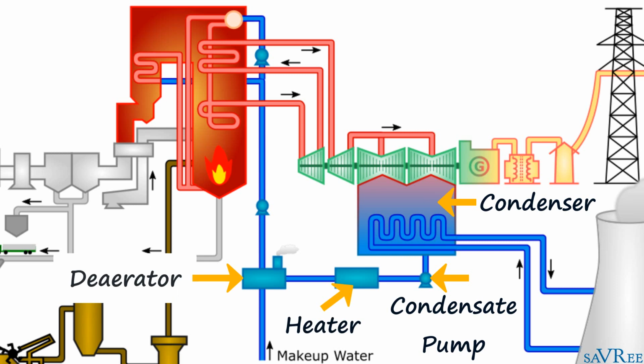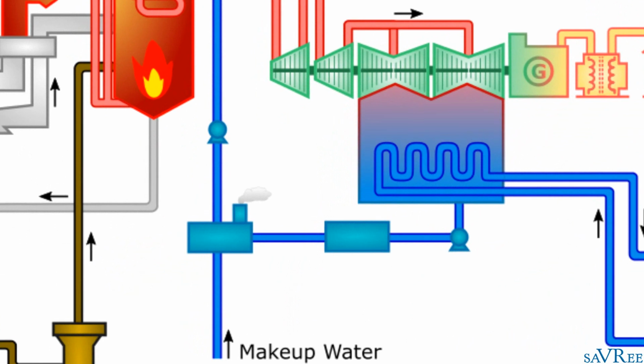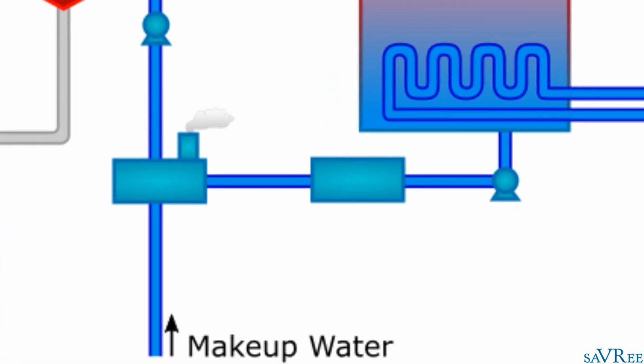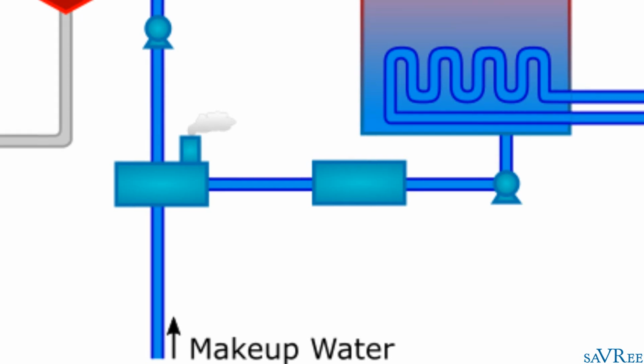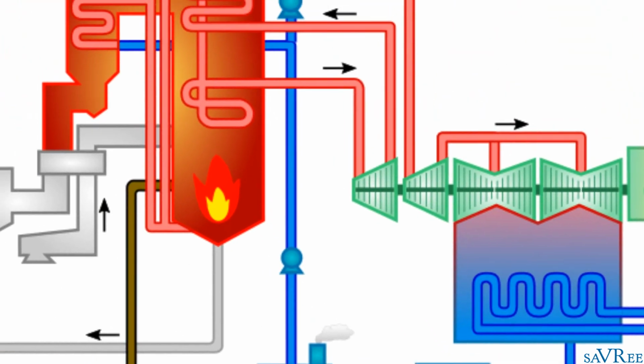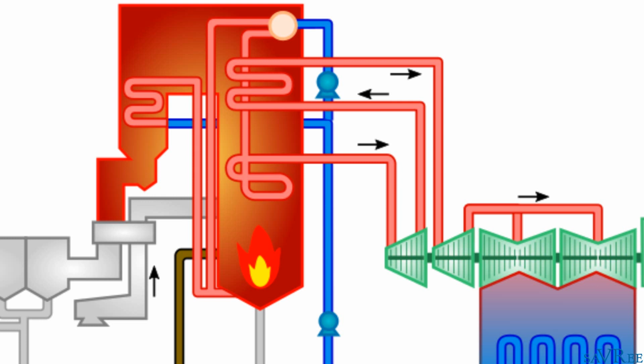The makeup water system, usually taken from a lake or river or city water grid, is shown here and it flows to the deaerator. The boiler feed water system begins directly after the deaerator and it continues all the way to our boiler. In our coal-fired power station, this particular boiler is a water tube boiler.